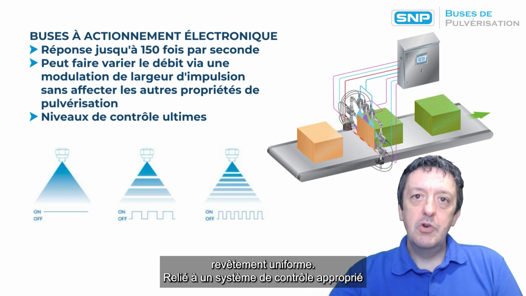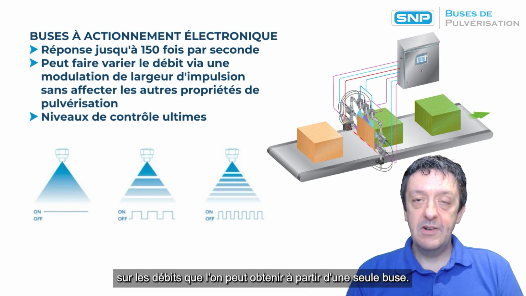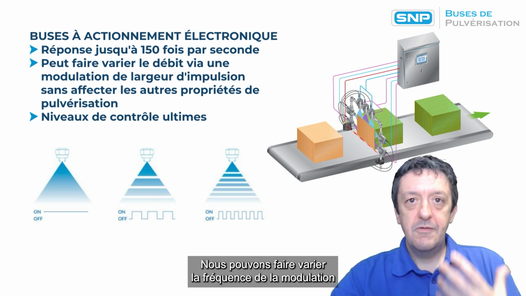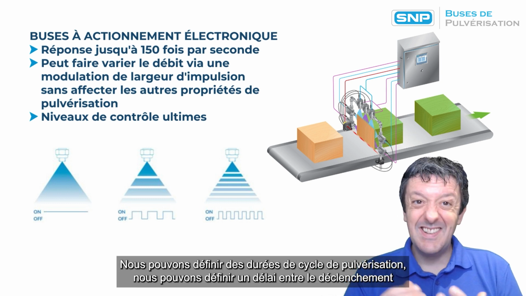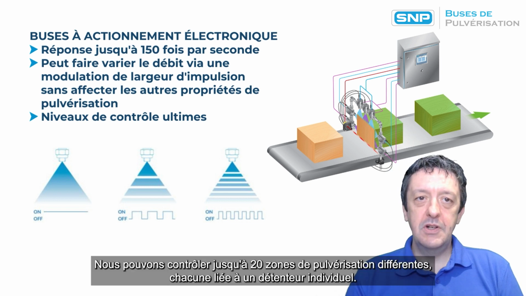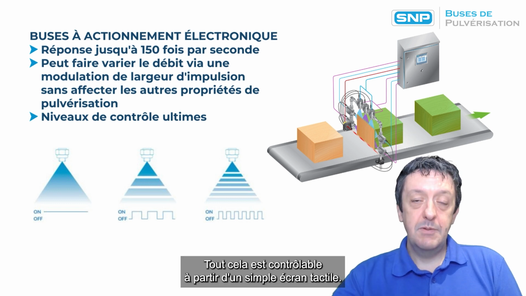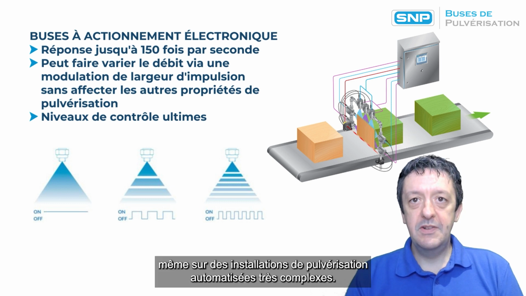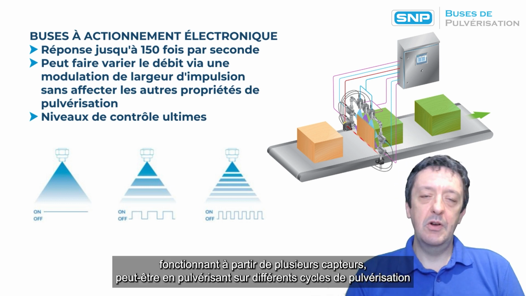So hooked up to a suitable control system, this can give an incredible degree of control over the flow rates that we can get out of a single nozzle setup. So we can vary the flow rate by pulse width modulation, we can vary the frequency of the modulation to change the coating uniformity. We can set spray cycle times, we can set a delay between the trigger and the spraying, control up to 20 different spray zones, each to an individual trigger. These are all controllable from a simple touch panel interface. So this kind of gives the ultimate degree of control even over very, very complex automated spray setups. So this can be achieved with multiple nozzles, operating from multiple sensors, perhaps spraying on different spray cycles depending on what you're looking to achieve.